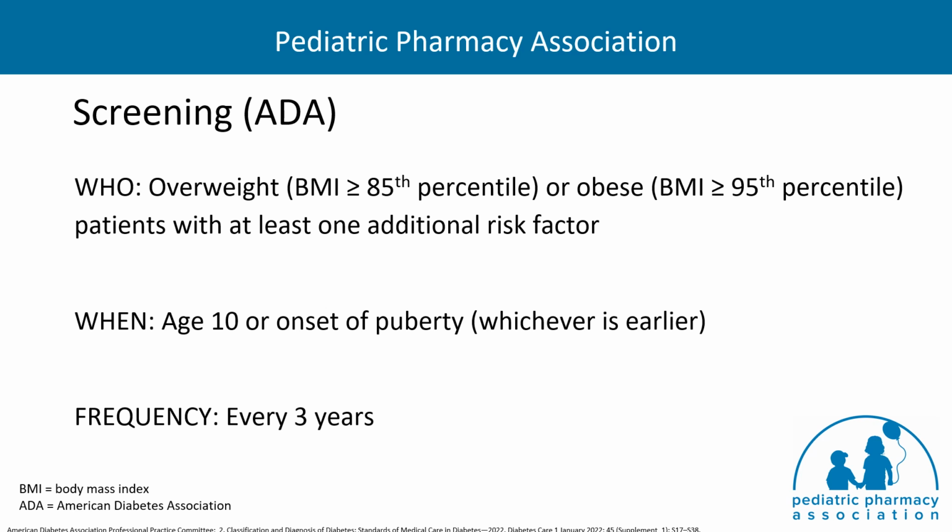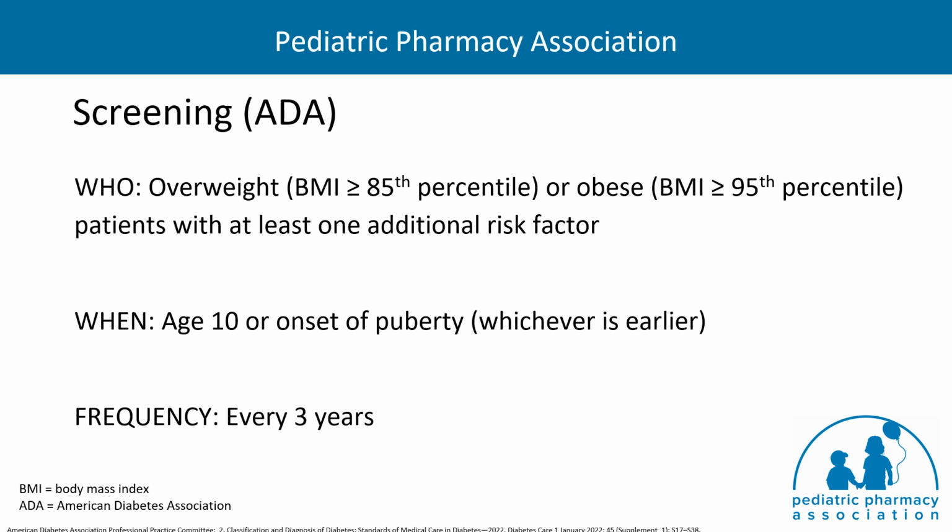Because we know that the incidence is increasing, it's very important that we understand what the screening looks like and who needs to be screened. The American Diabetes Association does list out particular screening criteria that we should be aware of. All patients who are either overweight, which means that their body mass index is greater than or equal to the 85th percentile, or those who are obese, meaning that their BMI is greater than or equal to the 95th percentile, who have at least one additional risk factor, which will be described on the next slide, should be screened, starting at the age of 10 or the onset of puberty, whichever is earlier.